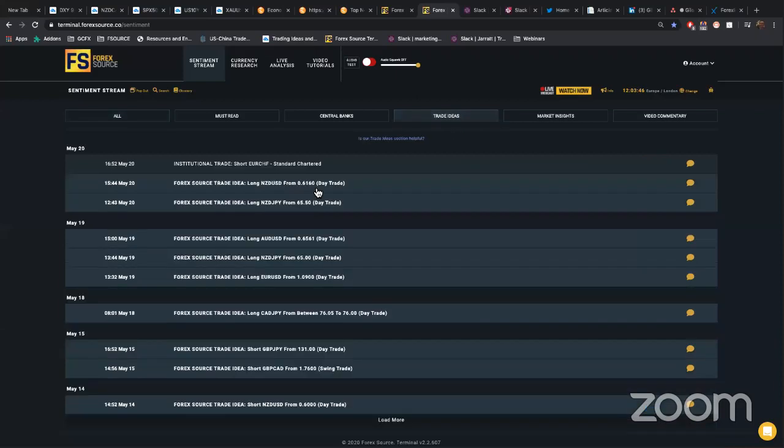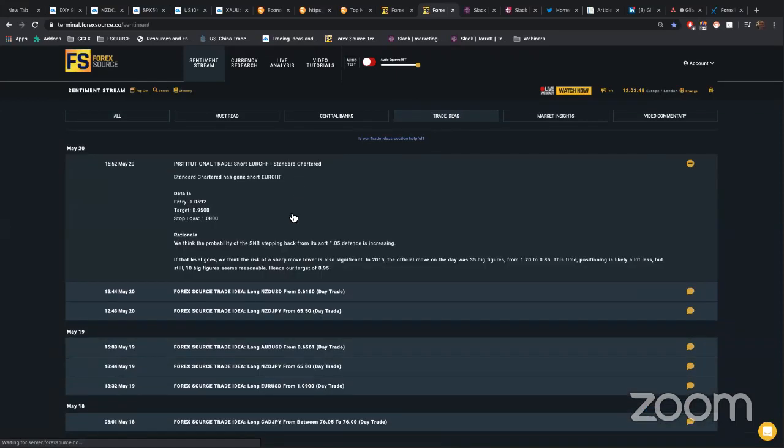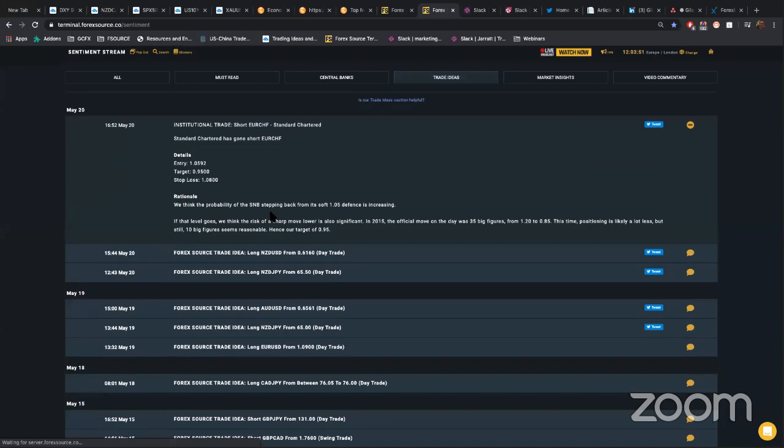Trade ideas, Euro-Swiss francs. Okay, let's have a look at what it says. We think the probability of the SNB stepping back from its soft 1.05 defense is increasing. If that level goes, then the risk of a sharp move lower is also significant. In 2015, the official move on the day was 35 big figures, from 1.20 to 0.85. This time positioning is likely a lot less, but still 10 big figures seems reasonable, hence our target of 0.95.